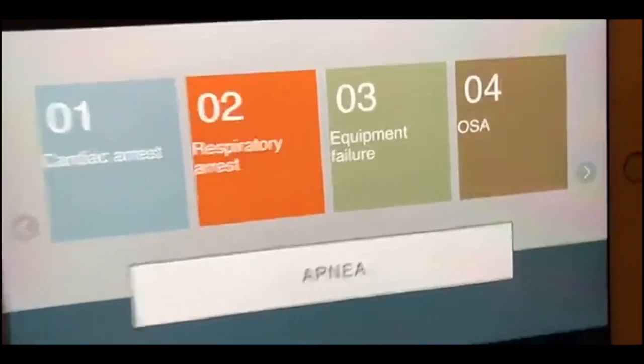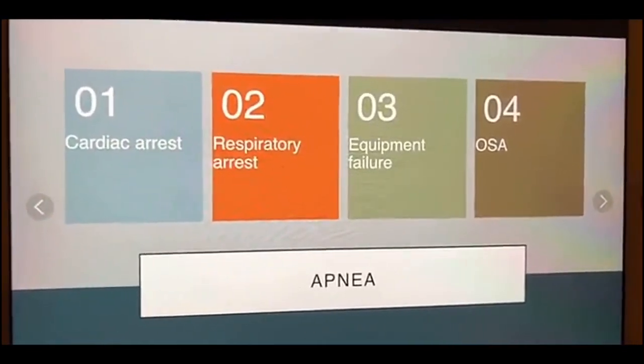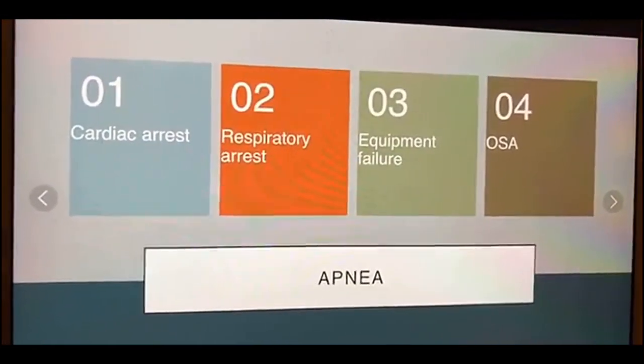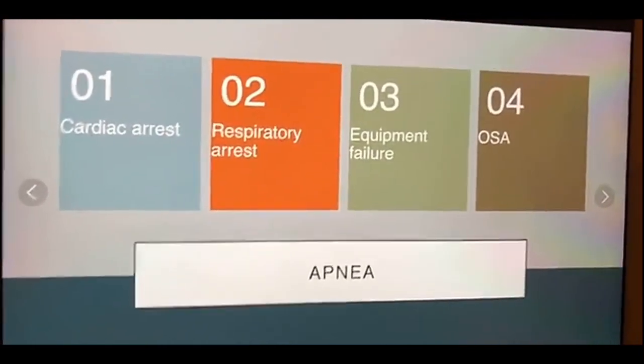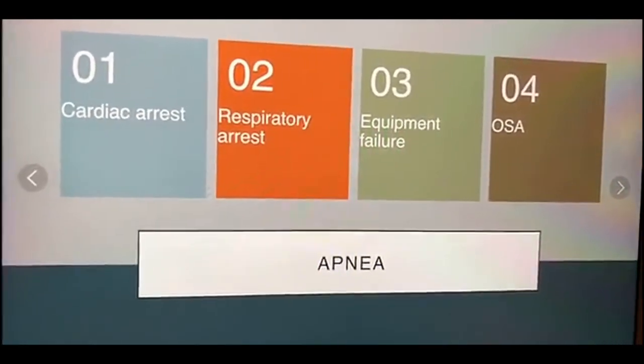We have multiple causes of apnea, for example, cardiac arrest or respiratory arrest. Sometimes it could be an equipment failure, either a blocked ETT or something wrong with the capnography itself, and obstructive sleep apnea patients.